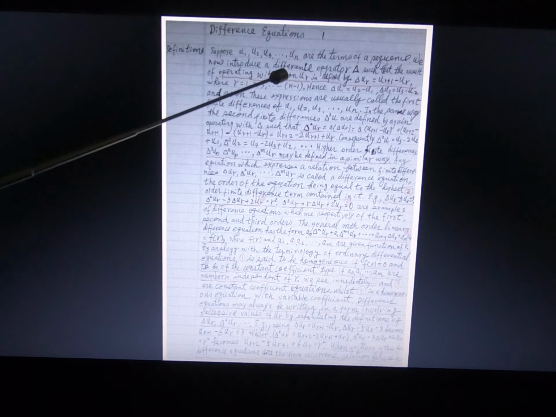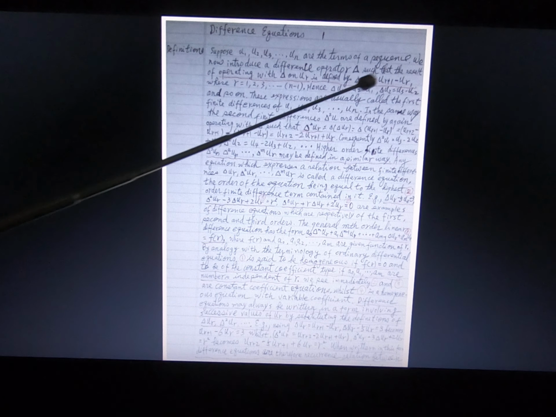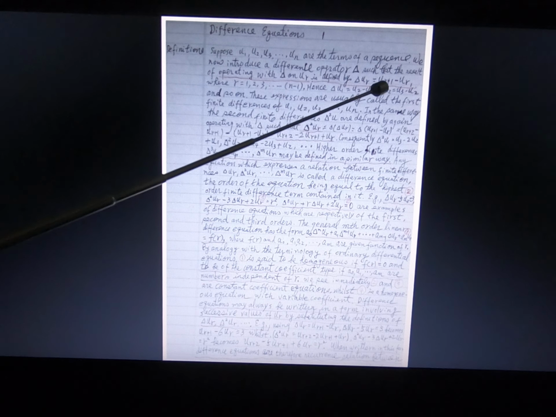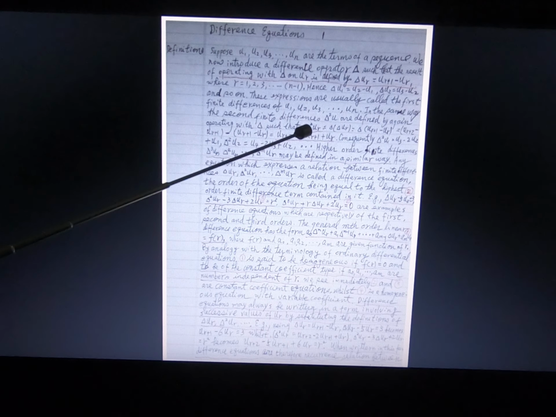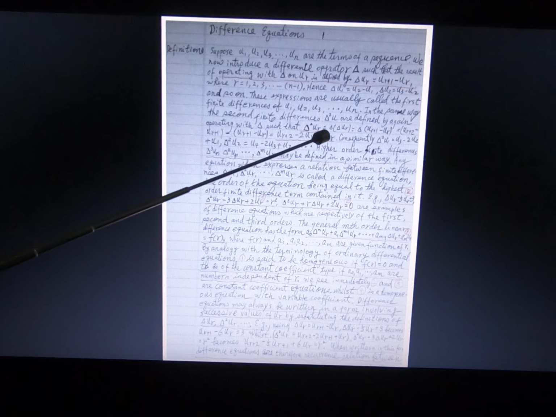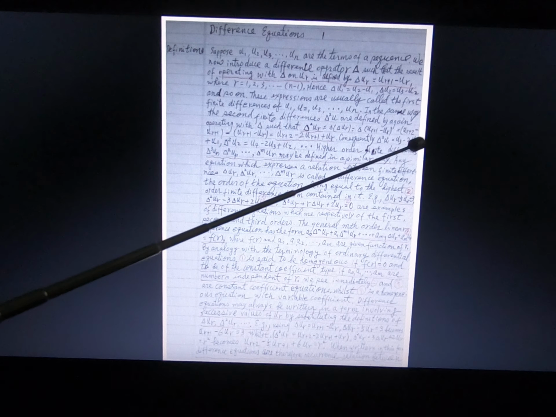So delta means difference. Delta u_r is equal to u_(r+1) minus u_r. And in a similar situation, delta squared u_r is equal to this expression. So this is called a difference equation.